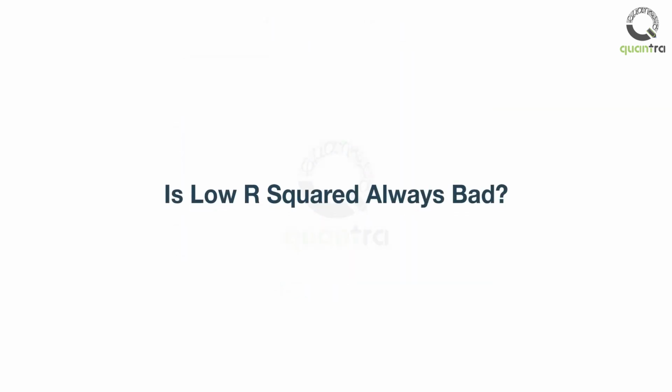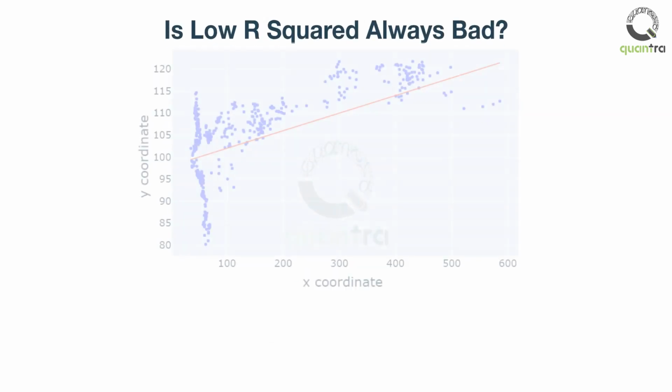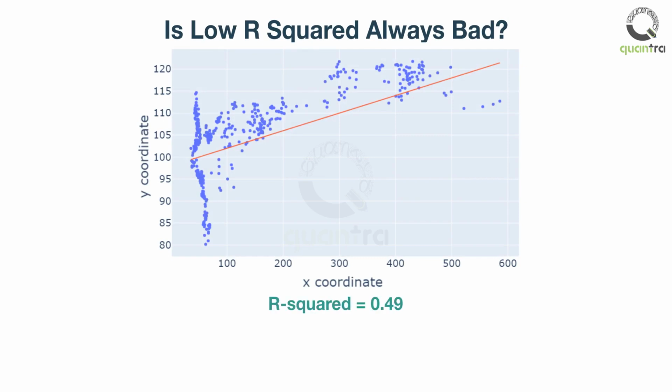Is low R-squared always bad? Generally it is bad. The R-squared for this graph is 49%. But you can see that as x increases, y tends to increase too. You can see that there is still some information which can be extracted from the model.